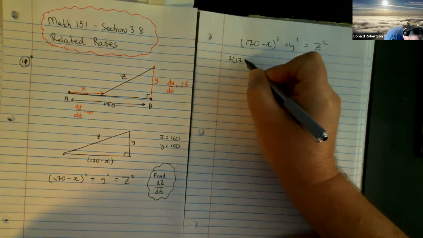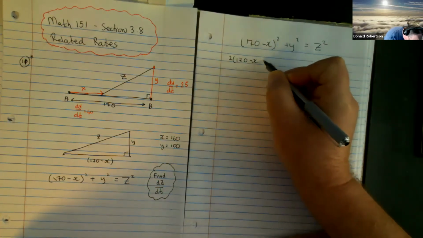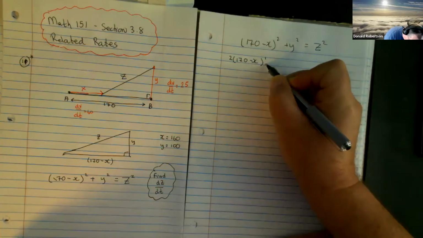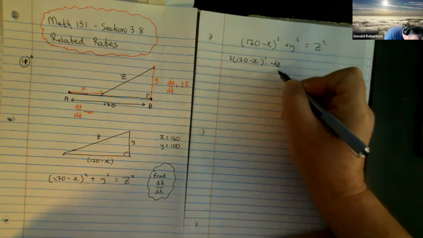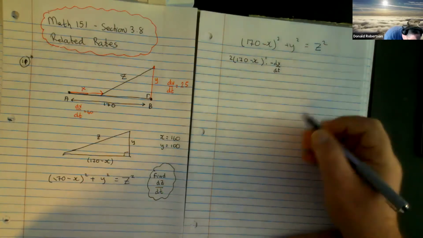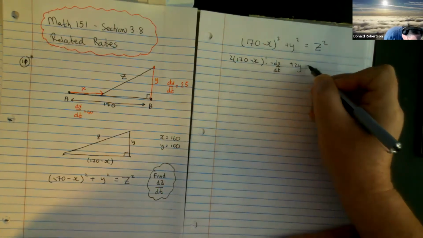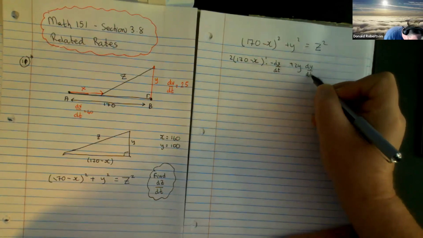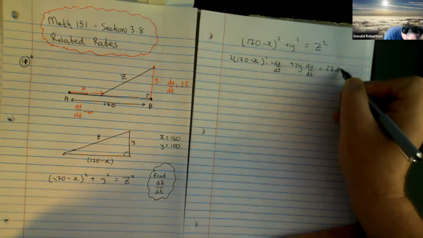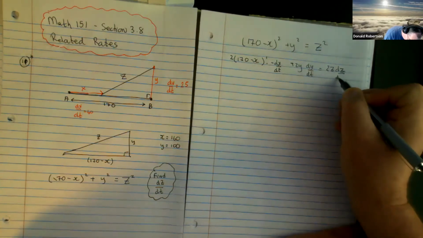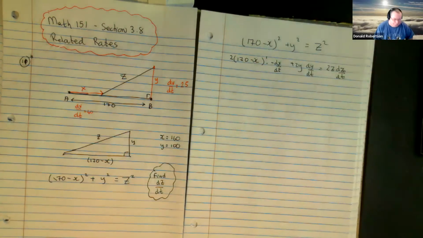So it's 2 lots of 170 minus x to the power of 1 times the derivative of that, and that's negative 1 dx by dt. And y squared gets you the pretty straightforward one. And then finally z squared gets us that. So I'm starting just a little bit earlier than we did last time.